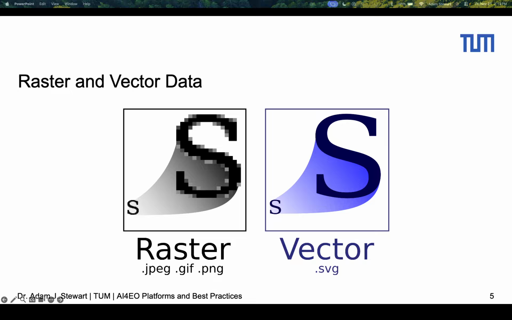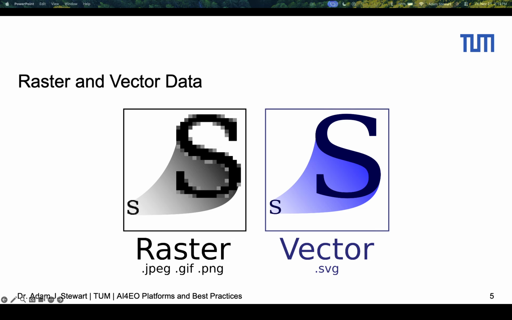There's also vector file formats. So if you've ever seen a logo for a company, it's always a vector file format. Instead of storing every pixel, we actually store the mathematical representation of the shape. So instead of storing squares, we're storing points and lines and polygons and things.